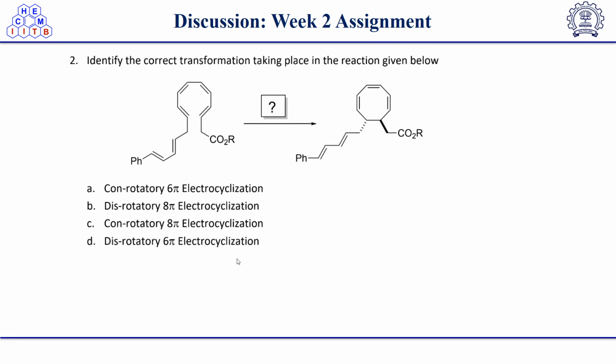Now moving to the third question: identify the correct transformation taking place in the reaction given below. This also we have discussed in the last class, what is conrotation, what is disrotation, what is the difference between 6 pi electrocyclization and 8 pi electrocyclization. So what is happening here and which is the transformation? Conrotatory 6 pi electrocyclization, disrotatory 8 pi electrocyclization, conrotatory 8 pi electrocyclization, disrotatory 6 pi electrocyclization.